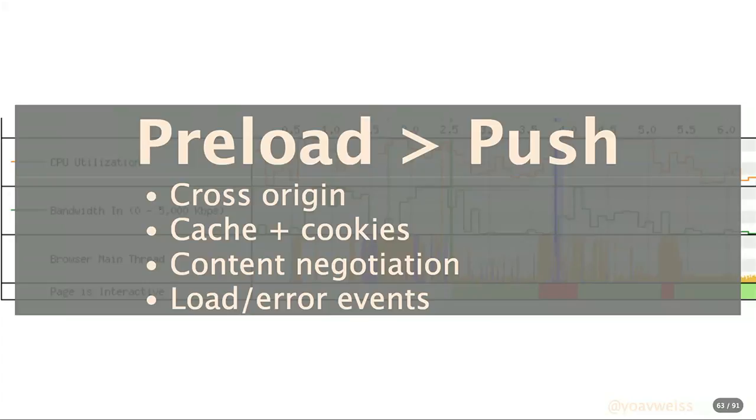Preload also enables you to take the cache state into account, as well as the cookies, so you don't need to predict the cache state, and you don't need to avoid preloading resources that have cookies on them. It can be used in content negotiation scenarios. So for example, it can be used to download WebP images only to browsers that support them by using the accept headers. And on top of that, it has load and error events, so you can build complex JavaScript-based loading logic by using preload.